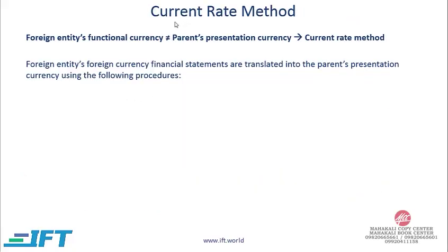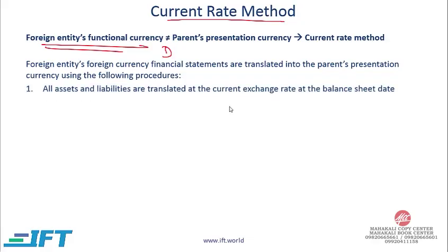Now we'll talk about the current rate method in more detail, and the next slide will talk about the temporal method in more detail. So we emphasize this point again. If the foreign entity's functional currency is different from the parent's presentation currency, then use the current rate method. What is the procedure here?